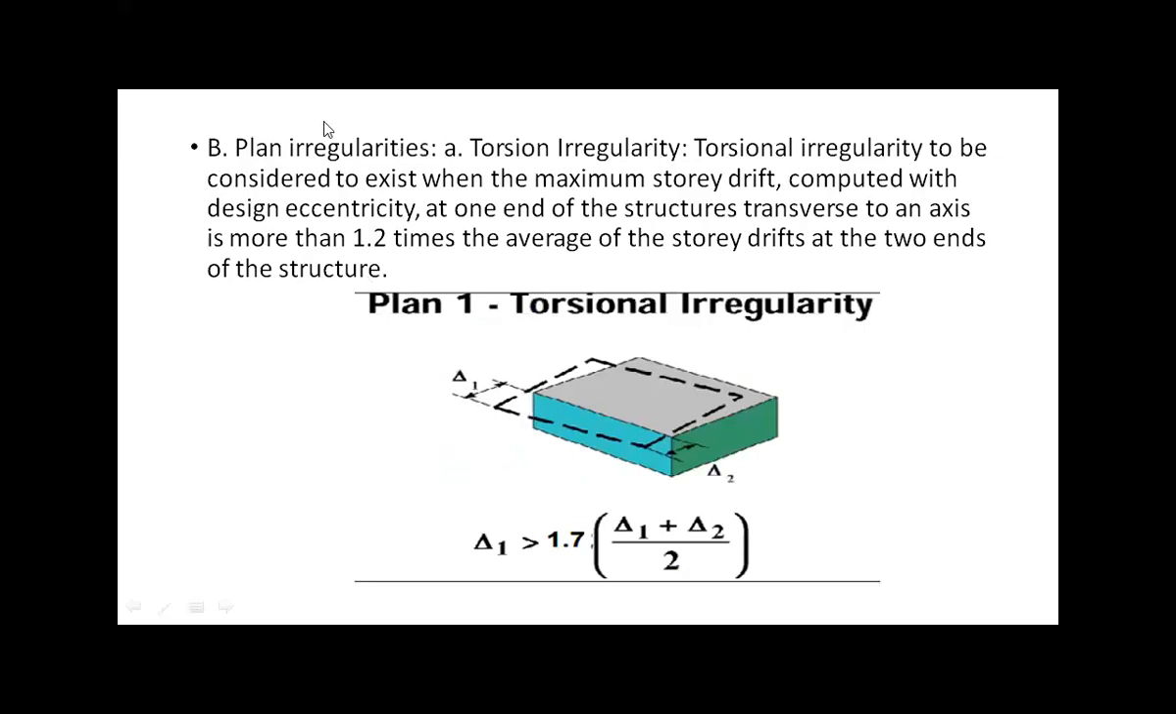Next point is the B point. Plan irregularities. You write plan irregularities. From that point number 1, you write torsional irregularity and draw the figure only. Don't write whatever written here. Just you write the point and draw the figure. So you will understand the torsional irregularity. Whatever the points we have discussed earlier, that all for the vertical irregularities. Now the B point, which is for the plan irregularities, mean in horizontal direction.